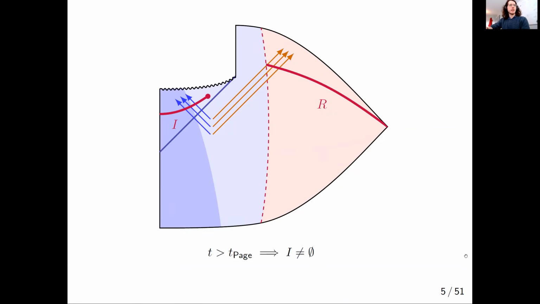But after the Page time, enough bulk entanglement will have been built up between the inside and outside of the black hole by the Hawking process. So pair production of particles, one goes in, one comes out, and this produces entanglement. And after the Page time, enough of that will have happened that there's a non-empty minimal island inside of the black hole. And eventually this island will grow to span the entire black hole interior.